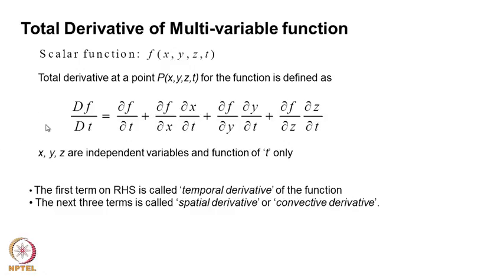The first term on the right hand side, which is ∂f/∂t, is called the temporal derivative because it is the derivative taken with respect to time. The other 3 terms are called spatial derivatives or convective derivatives. So, this gives local acceleration and this gives convective acceleration.